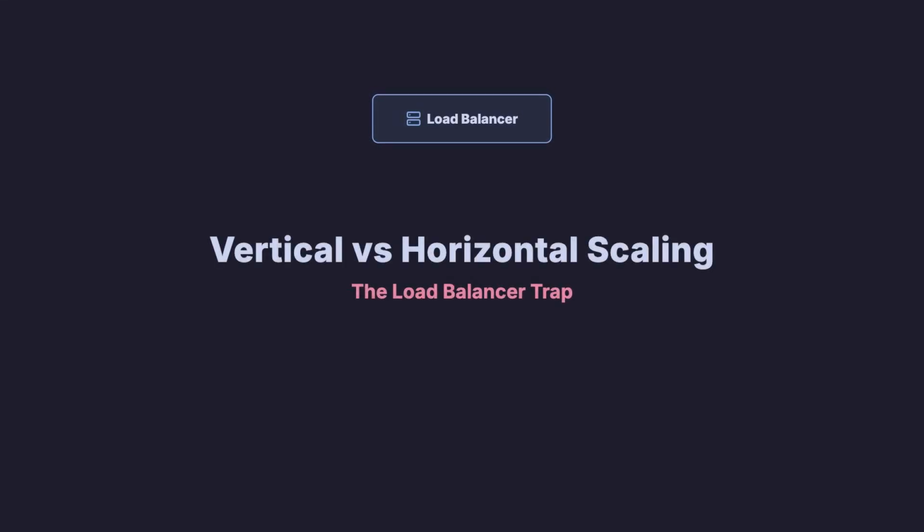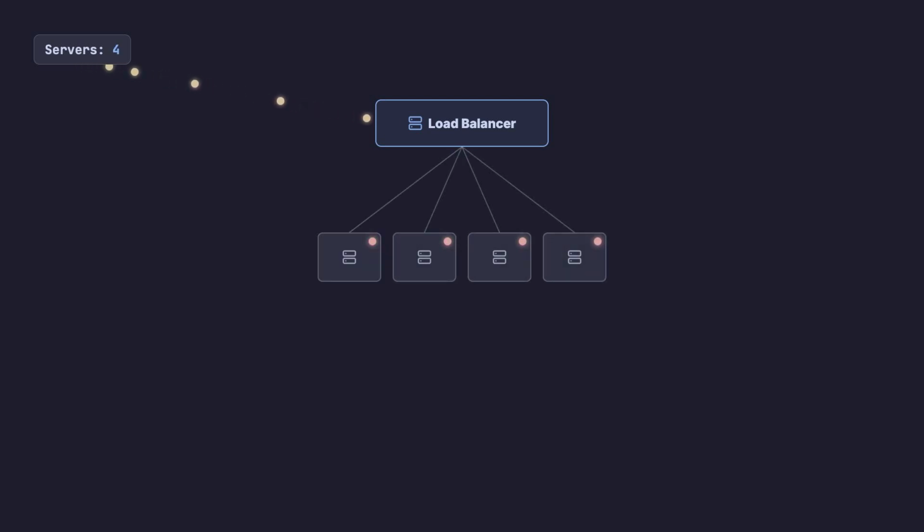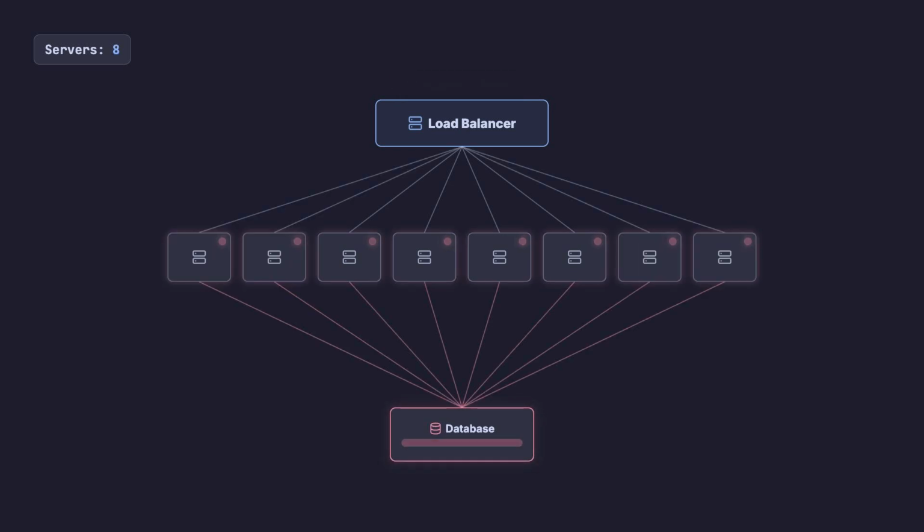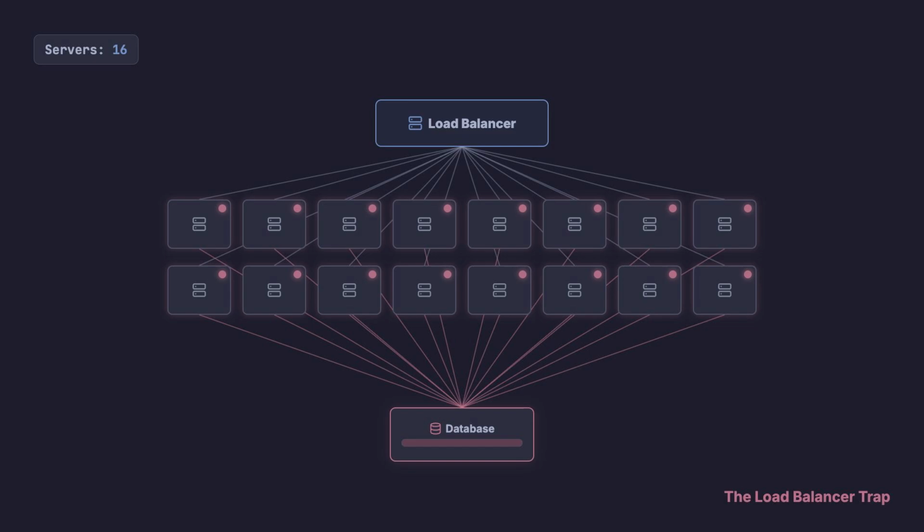You've got a service that's crashing under load. You add 3 more instances behind the load balancer. The crashes stop. Problem solved. 6 months later, the same service starts dying again. You double the instance count. It still dies. You quadruple it. The same. Welcome to the load balancer trap.